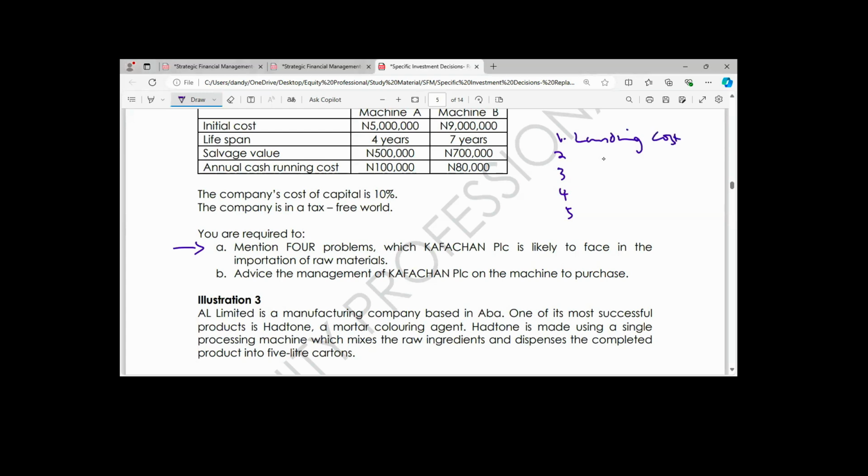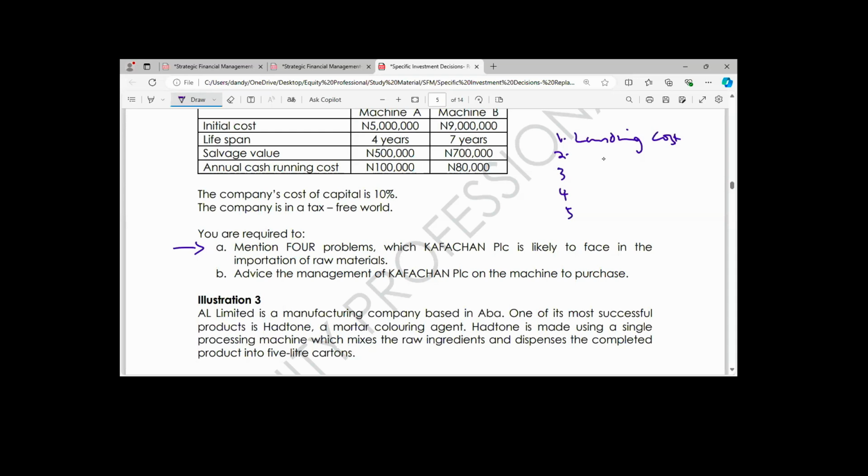Landing cost is the same thing. You can relate that to freight cost or transportation cost. Yes. Second one, if you just put landing cost, it is not a problem. But when you say high landing cost or high transportation or freight cost, that is a problem. But if you just say landing cost or freight cost, it doesn't tell anything.